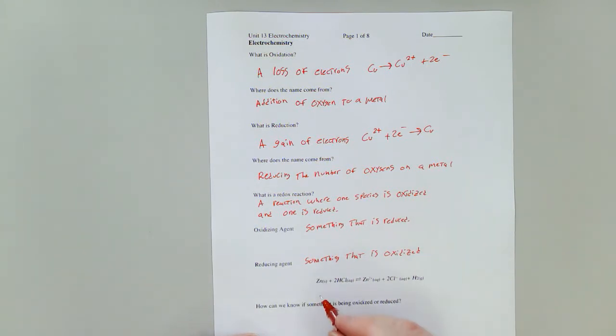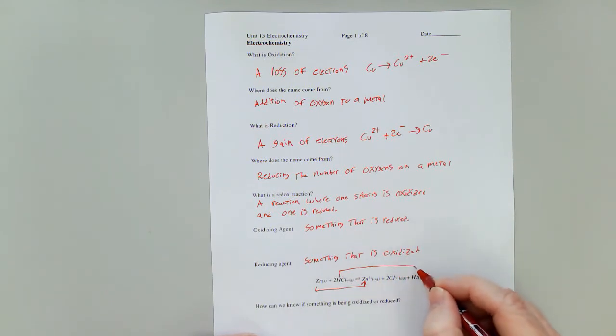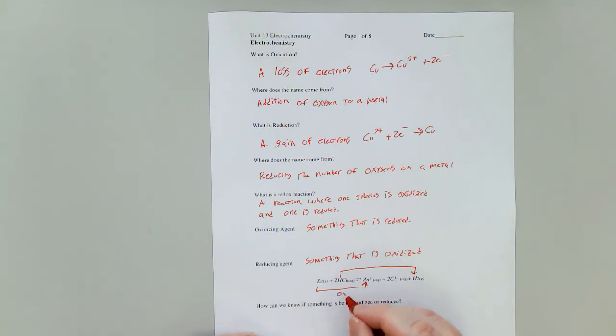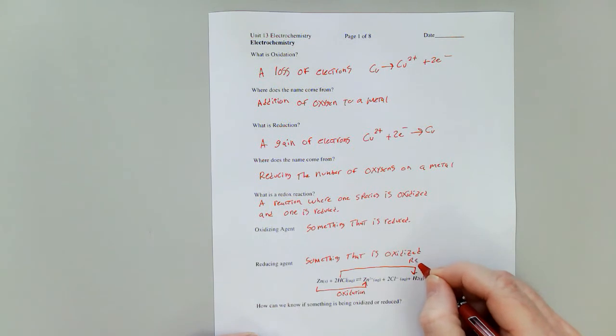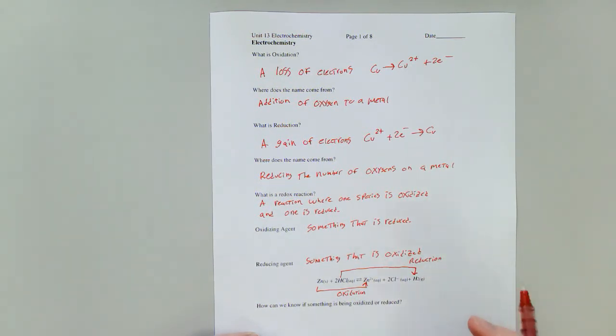Okay, so let's look here. Zinc turns into zinc 2+, and these hydrogens in HCl turn into H2. This is the oxidation. This is the reduction. And you can't have one happen without the other. Okay.